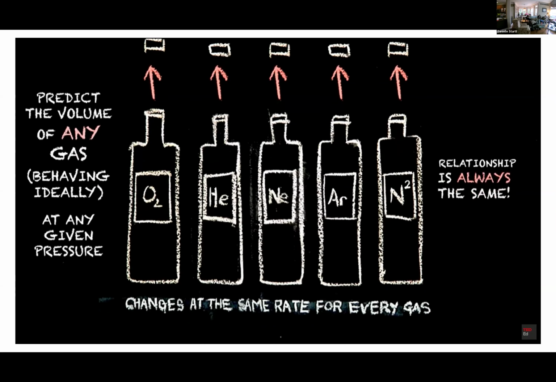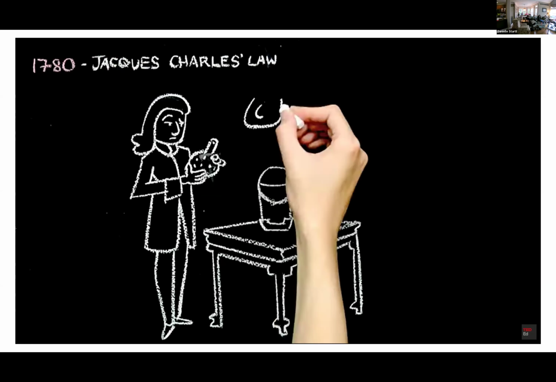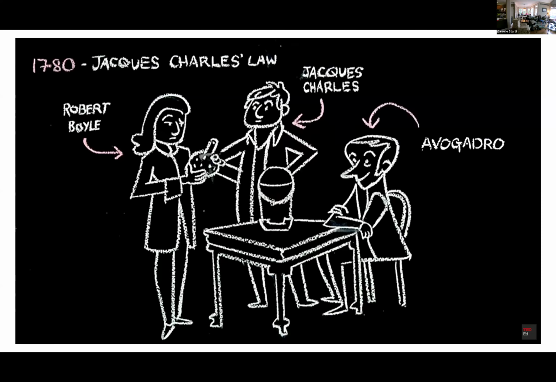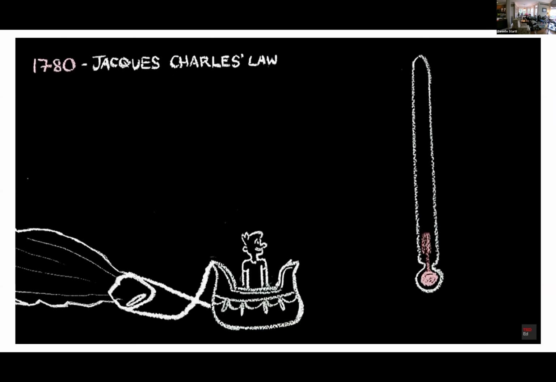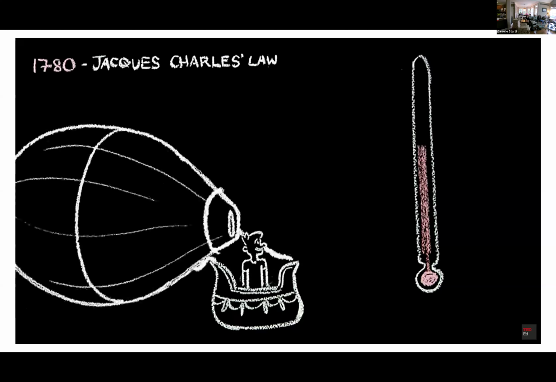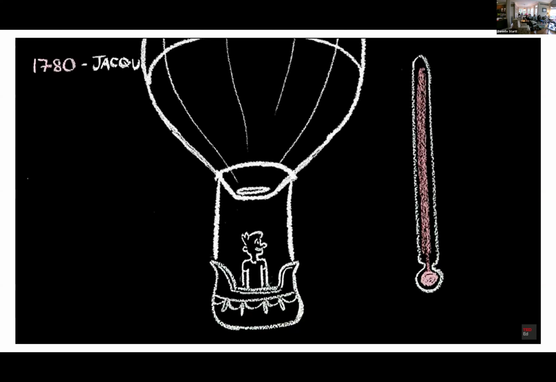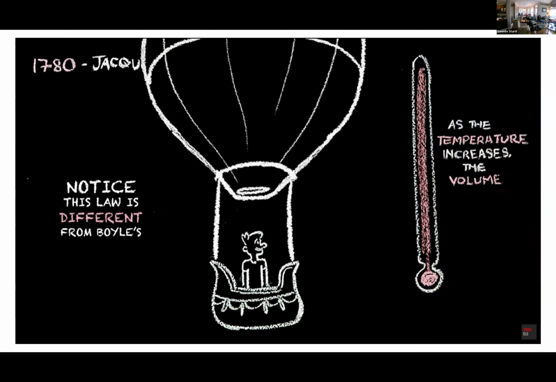In 1780, Jacques Charles noticed a different relationship between gases and their temperature. If you've ever seen a hot air balloon, you've seen this law in action. When the balloons are laid out, they're totally flat. Instead of blowing the balloon up like a party balloon, they use a giant flame to heat the air inside that envelope. As the air is heated up, the balloon begins to inflate as the gas volume increases. The hotter the gas becomes, the larger the volume, and that's Charles' law. Notice this law is different from Boyle's. Charles' law is a direct relationship. As the temperature increases, the volume increases as well.